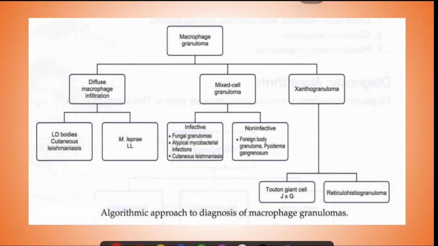Macrophage granuloma, where diffuse macrophages are there. So one is lepromatous leprosy, second is leishmaniasis. Mixed cell granuloma, which is infective: fungal granuloma, atypical mycobacterial infection or cutaneous leishmaniasis. Non-infective, where foreign body and pyoderma gangrenosum, and xanthogranuloma, where foamy cells are present, where Touton giant cell is present. This is juvenile xanthogranuloma and reticulohistiocytic granuloma.